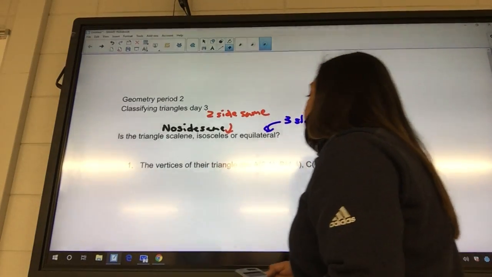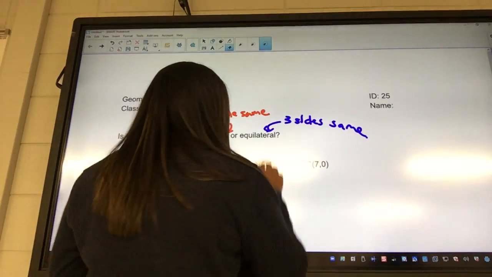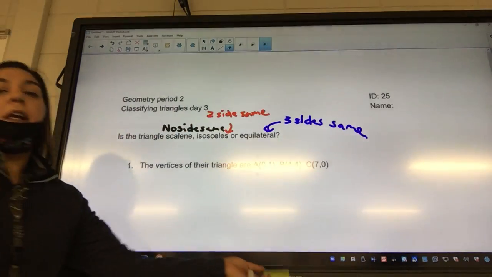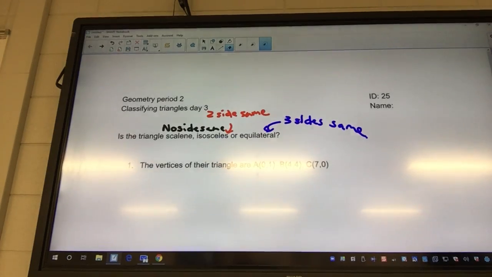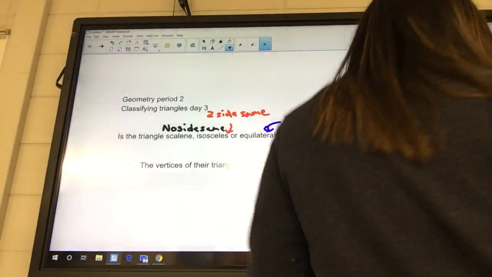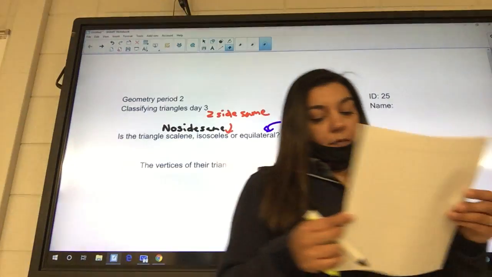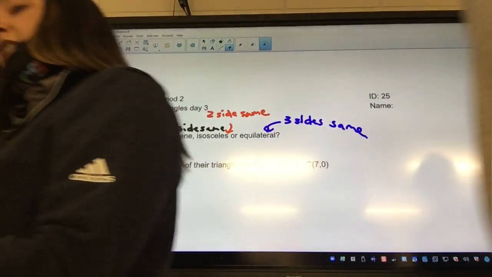Okay, so the vertices of the triangle are, we have A, B, and C. Okay, and I think I did them all A, B, and C very specifically to keep the work at a bare minimum for you. They're right here. A, B, and C.